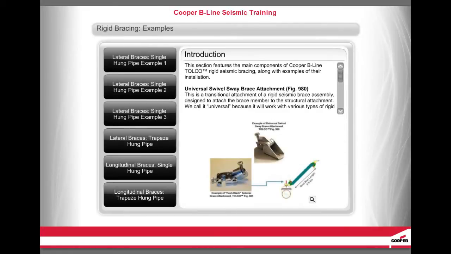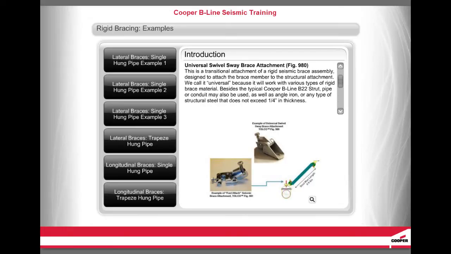This section features the main components of Cooper B-Line Tolco rigid seismic bracing, along with examples of their installation. Universal Swivel Sway Brace Attachment, Figure 980. This is a transitional attachment of a rigid seismic brace assembly, designed to attach the brace member to the structural attachment. We call it universal because it will work with various types of rigid brace material.